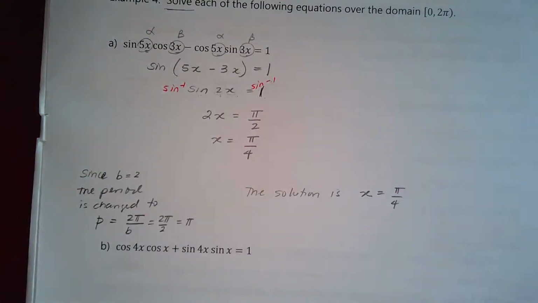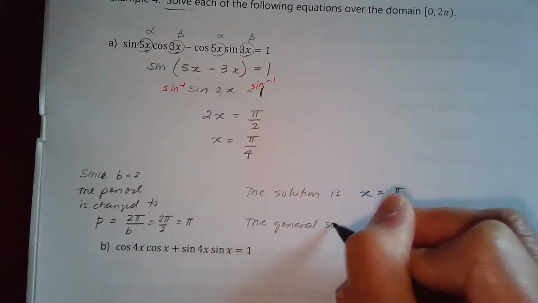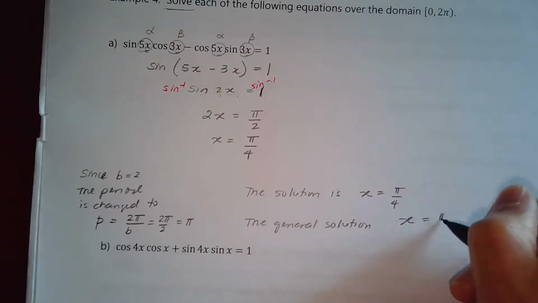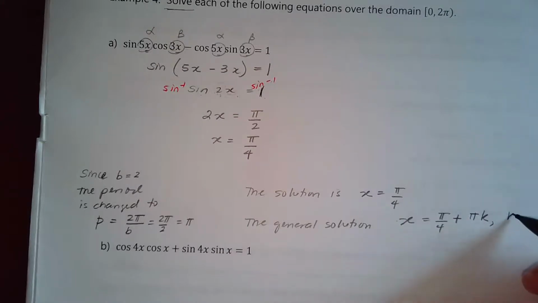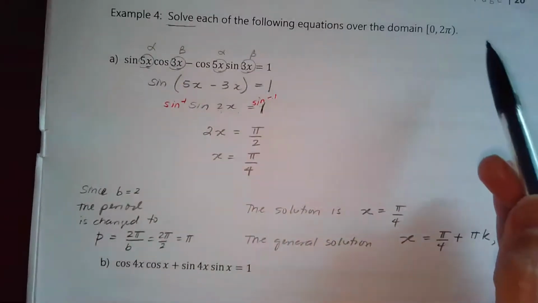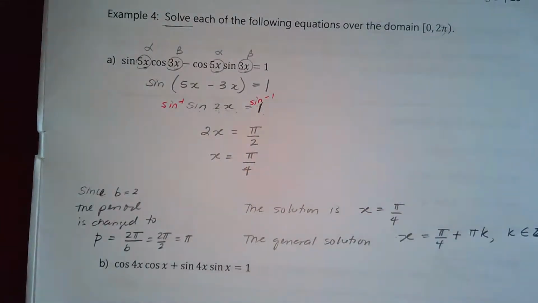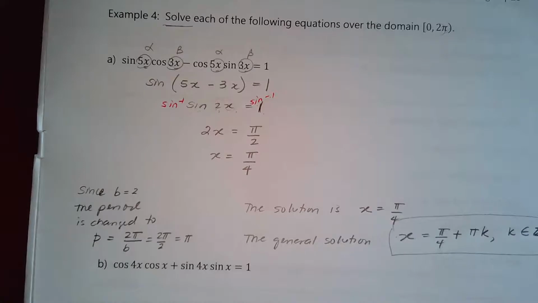And if we wanted the general solution, the general solution is x equals pi by 4 plus pi times k, where k is an element of the integers. I know that they're not asking for the general solution, but if we get asked for the general solution later on, we know how to do it. Okay, so that's that one.